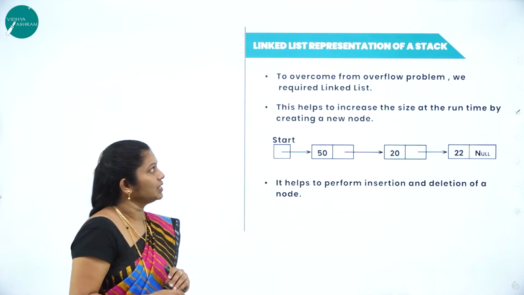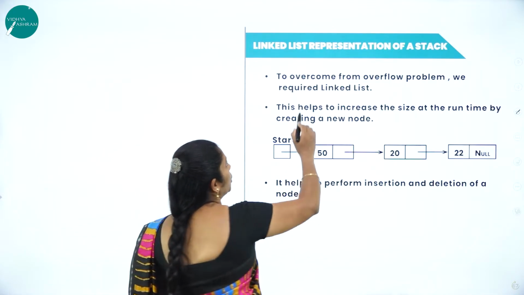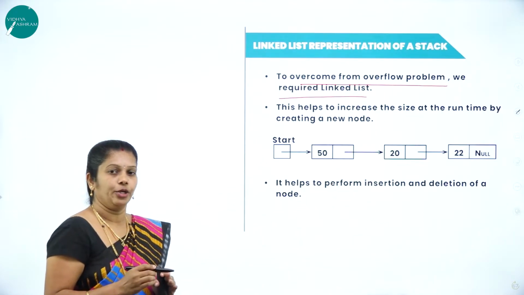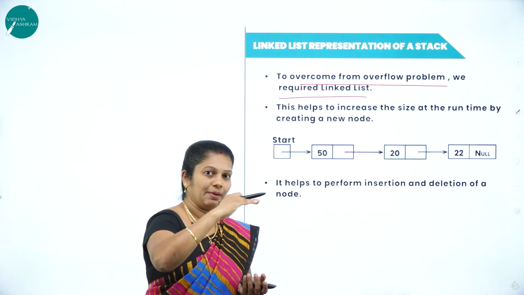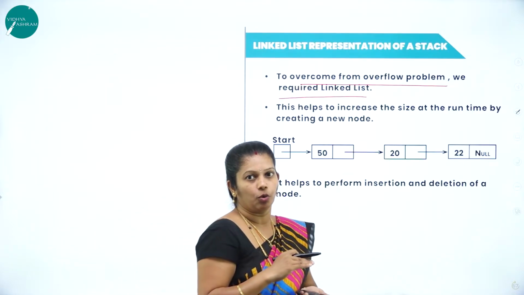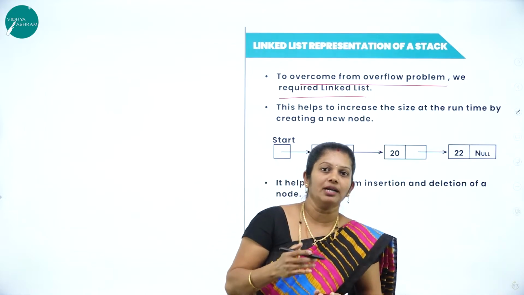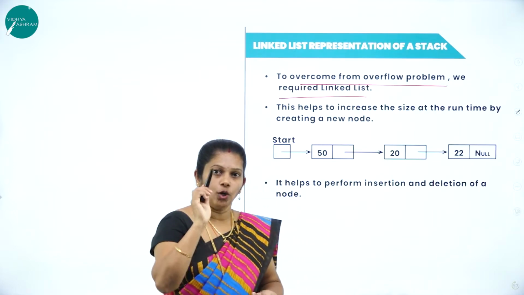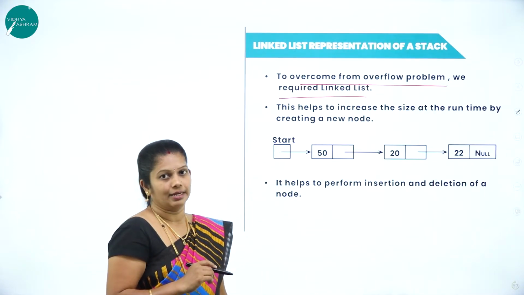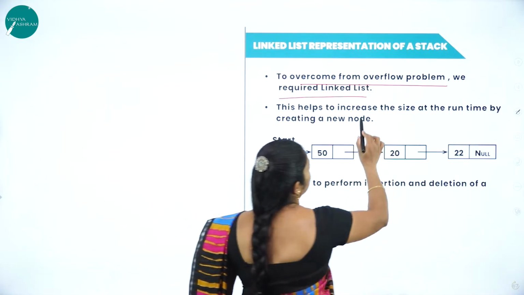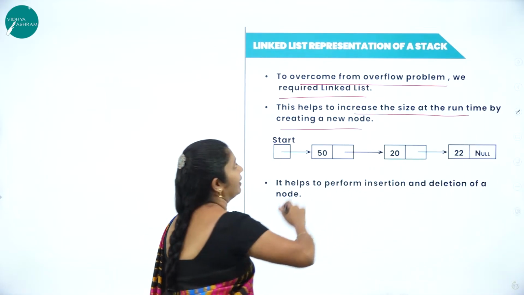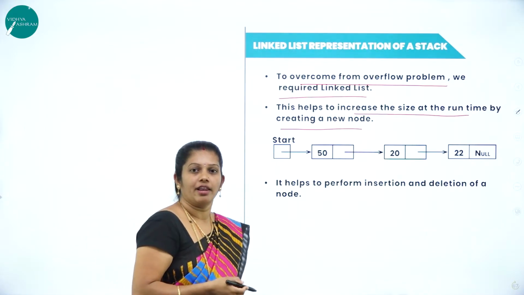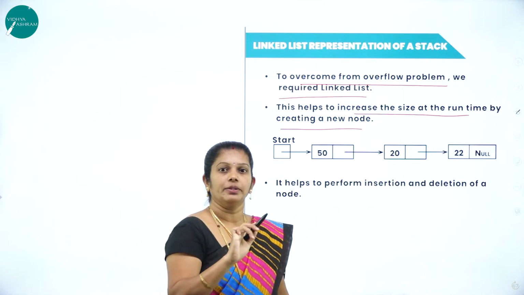The linked list representation of a stack means that, to overcome the overflow problem, we require a linked list. Already I told you, whatever the bottle's capacity, only that much water we can pour. If I want to pour more water, that is not possible. That can be called an overflow situation. To overcome that, we need the linked list concept, which helps to increase the size at runtime by creating a new node. At runtime we can increase the size, whereas in the array method we cannot increase the size at runtime.